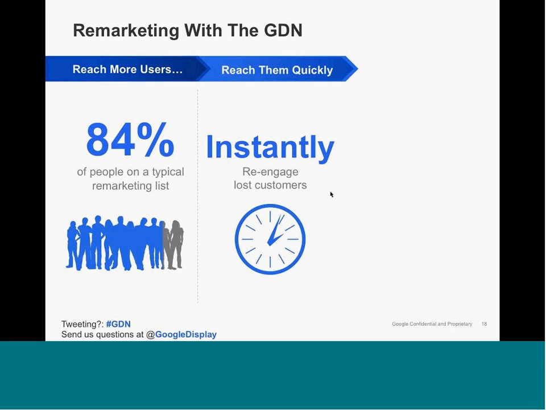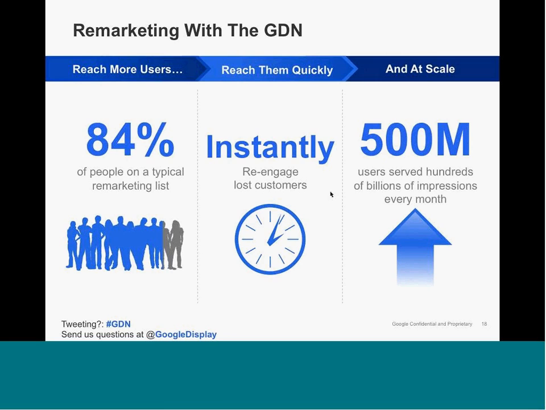Reaching more people is important, but how many times are you reaching them? On the GDN, we serve hundreds of billions of impressions to over 500 million internet users each month. And just a little tidbit on that, advertisers love remarketing, but scale is their biggest challenge. All of these things really help advertisers achieve both scale and efficiency with remarketing.